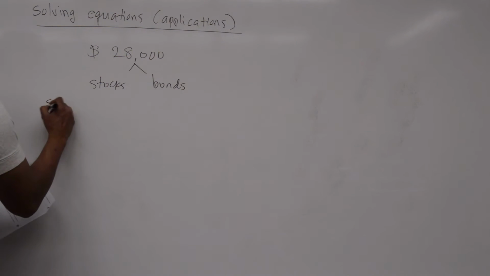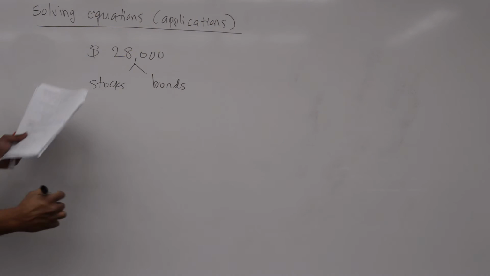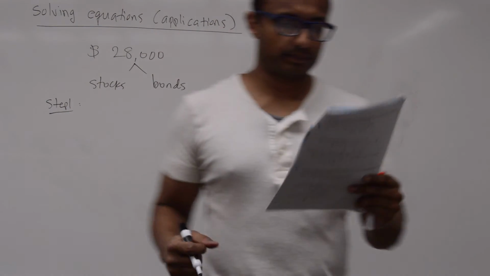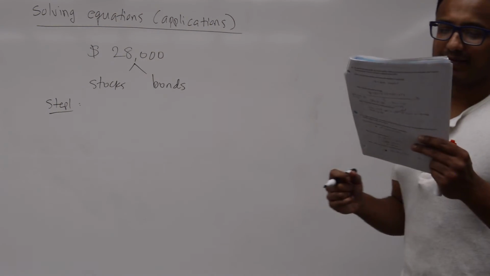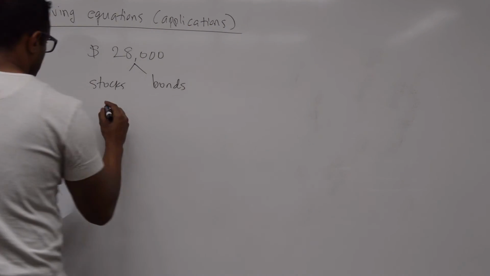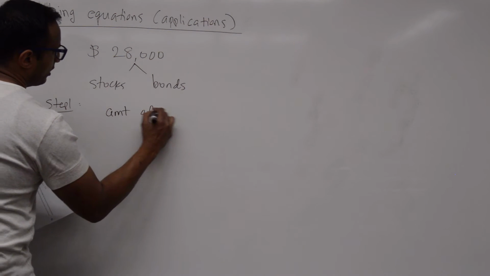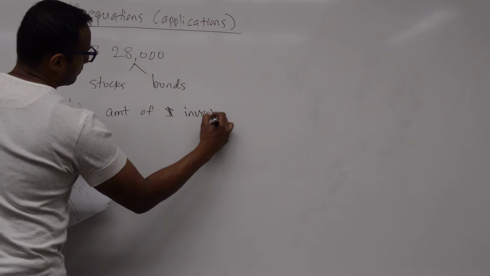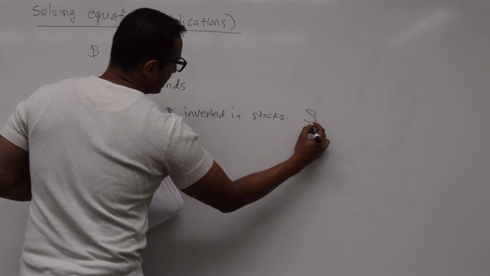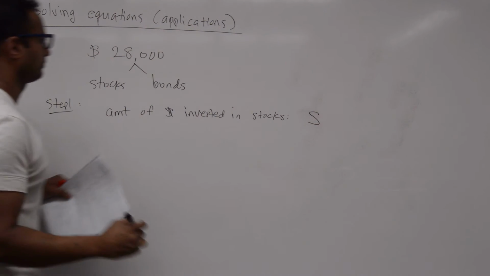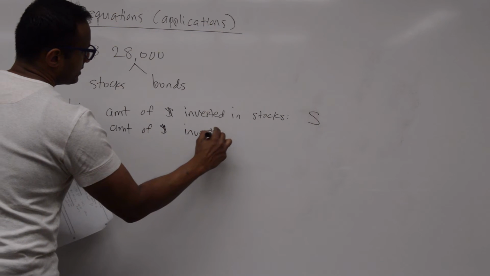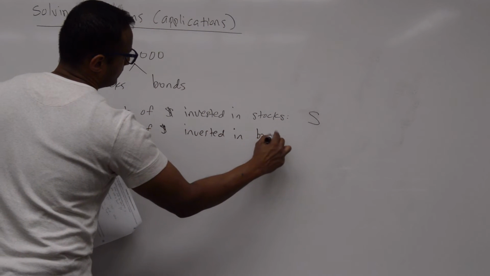All right, so in step 1, we are going to define our variables and relate them if possible. So to define our variables, we look at the question. The question asks, how much money is invested in stocks and how much money is invested in bonds? Okay, so it's asking for two things. The amount of money invested in stocks, so we'll call this S, and then the amount of money invested in bonds.